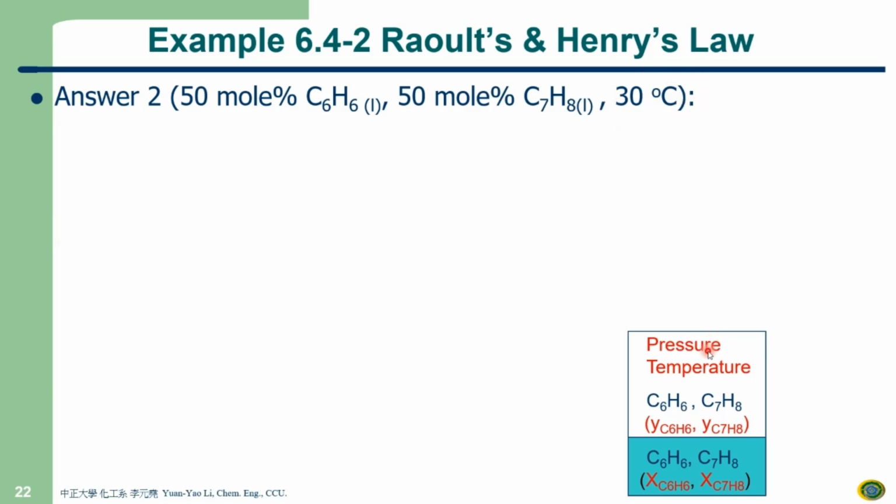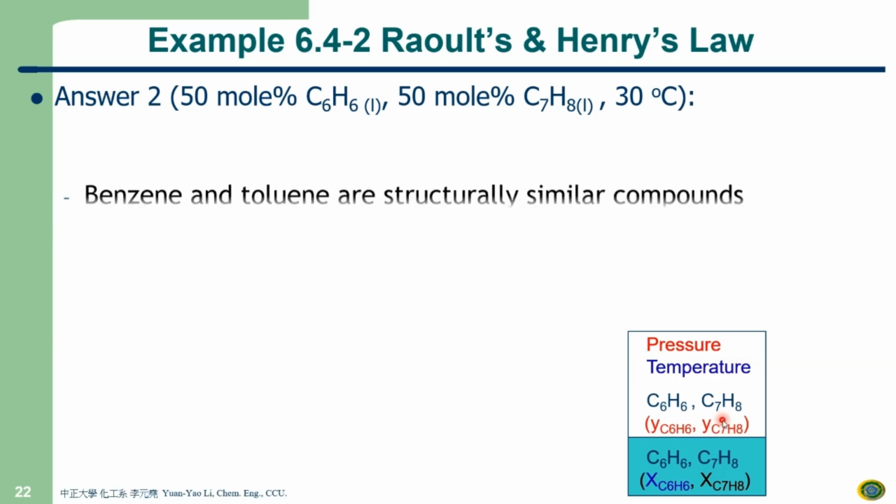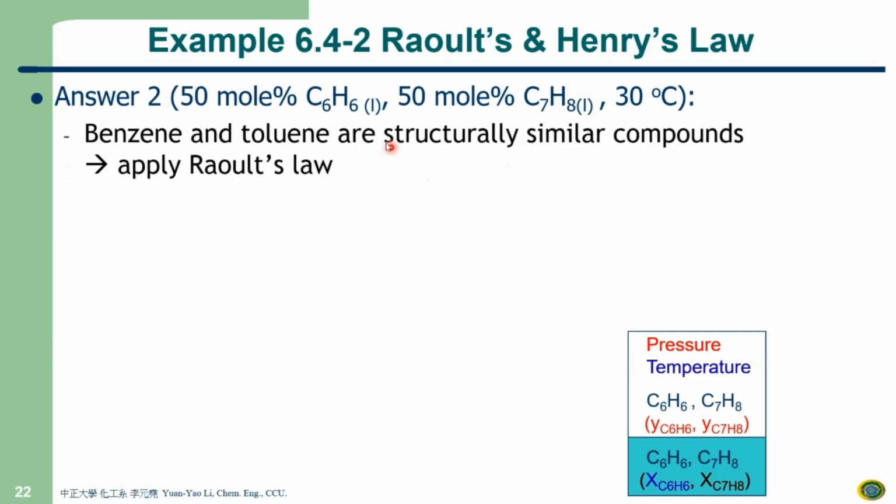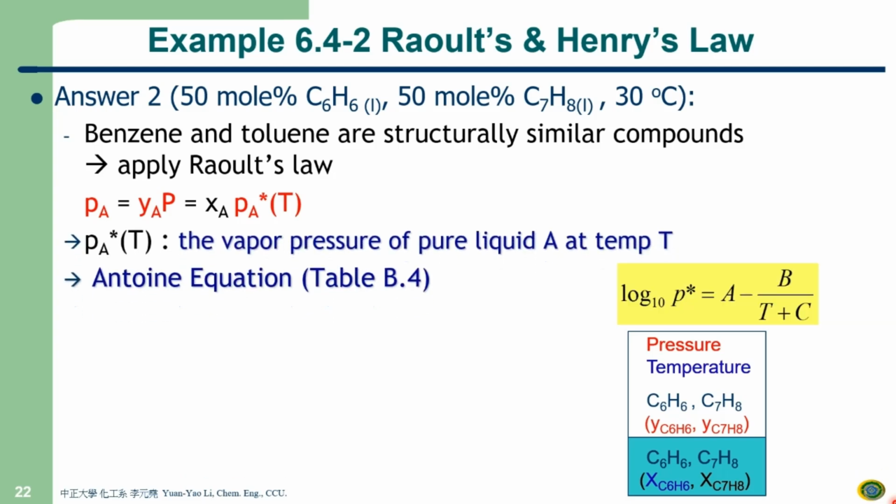And you know the temperature, which is 30 Celsius. So what you don't know is the pressure and the molar fraction in the gas phase. And of course, if you know one of these, you will know the other one, because these two together become one. Benzene and toluene are structurally similar compounds, so apply Raoult's law, as I told you before, probably 10 minutes ago. So use this, and you check the table, and you find this.